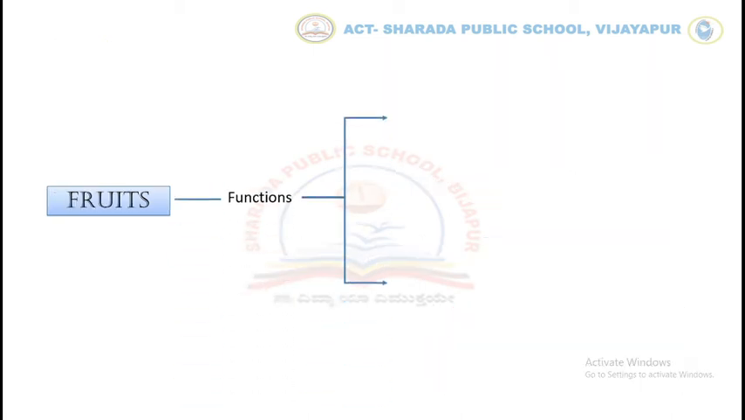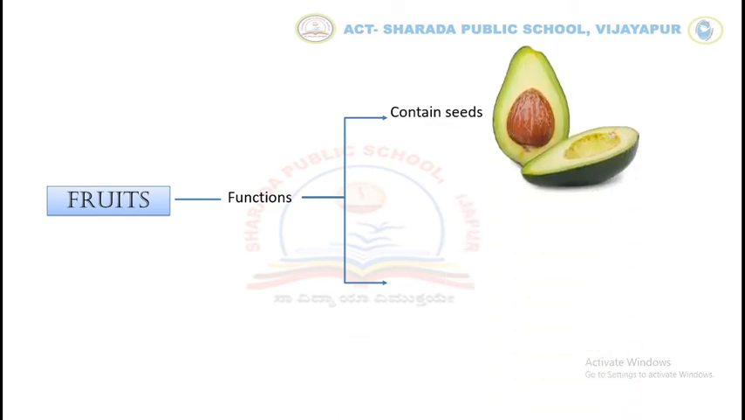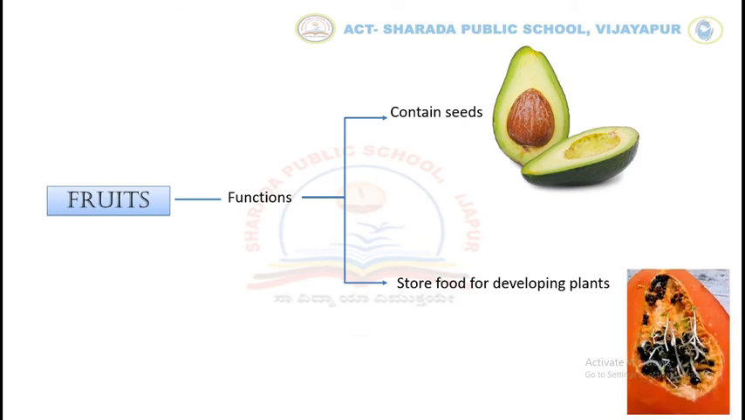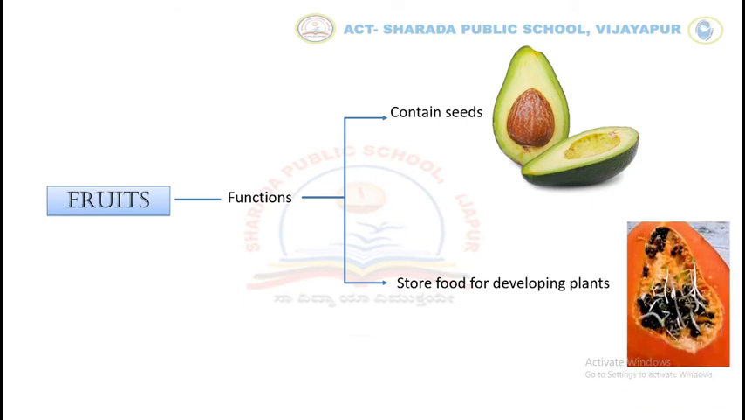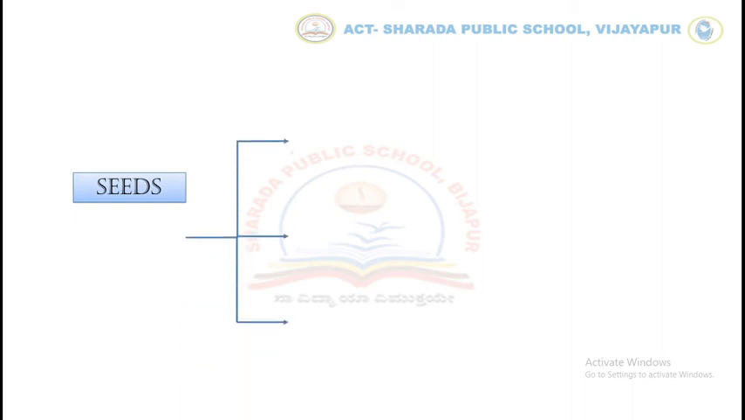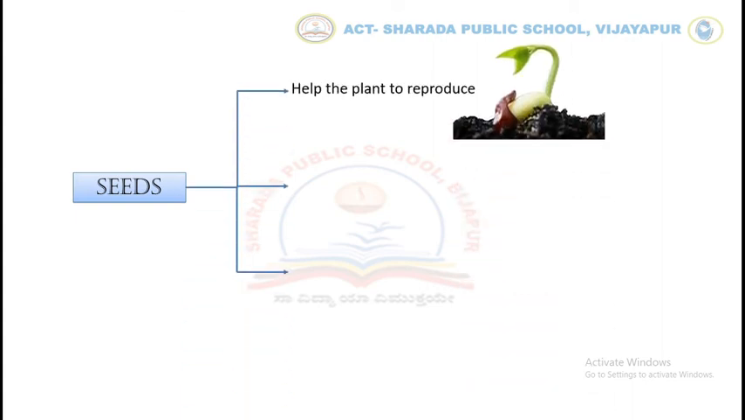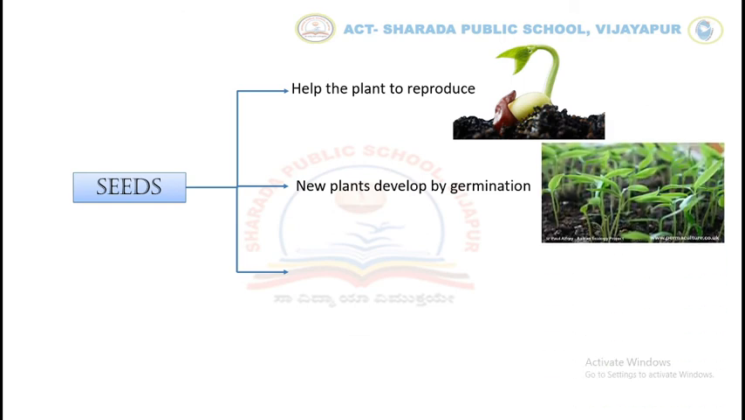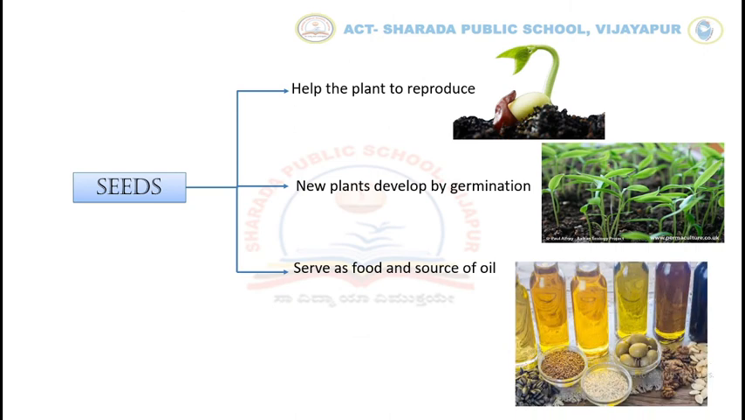The function of the fruit is that it contains seeds and stores food for developing plants. The seeds help the plant to reproduce. They help the new plants to develop by the germination of the seeds, and they serve as food and sources of oil.